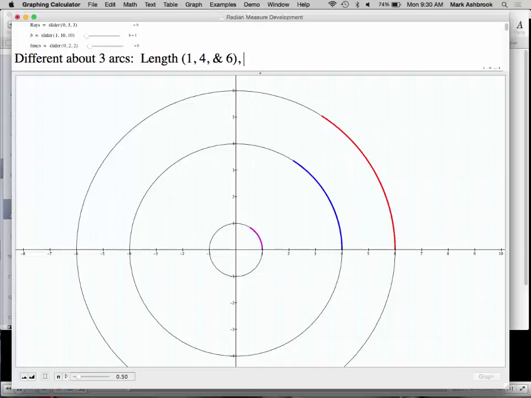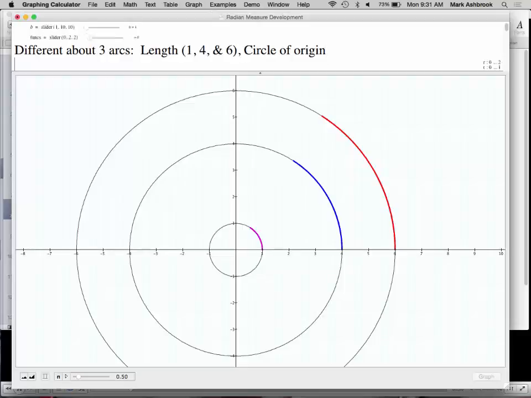Okay, yeah. Like the circle that they're on, right? They're all from their own separate circle. The first one is from its circle of radius 1. Second one's from a circle of radius 4. Third one, radius 6. So the circle of origin. They all came from a different circle. They're all the radius of a different circle. Okay. Anything else that's different that you think of?